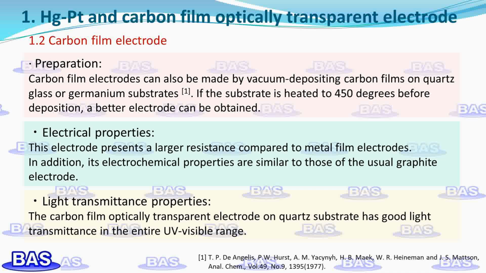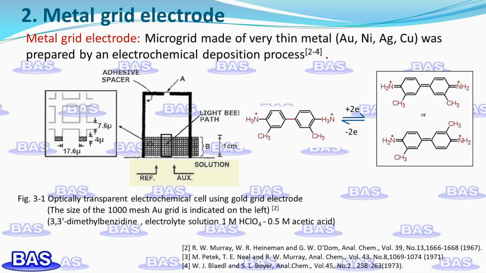Light transmittance properties. The carbon film optically transparent electrode on quartz substrate has good light transmittance in the entire UV visible range. In 1967, Murray et al. reported on the use of a simple optically transparent metal grid electrode to observe the spectral changes in an electrochemical cell during electrolysis and after, when the reactants were completely consumed. The metal grid electrodes used are very fine metal micromesh prepared by an electrochemical deposition step.